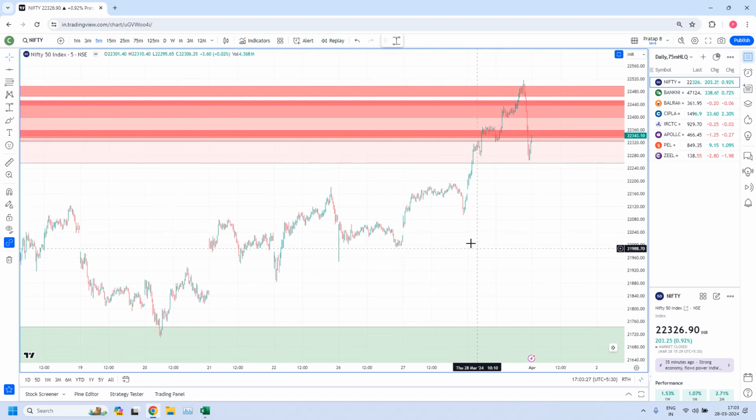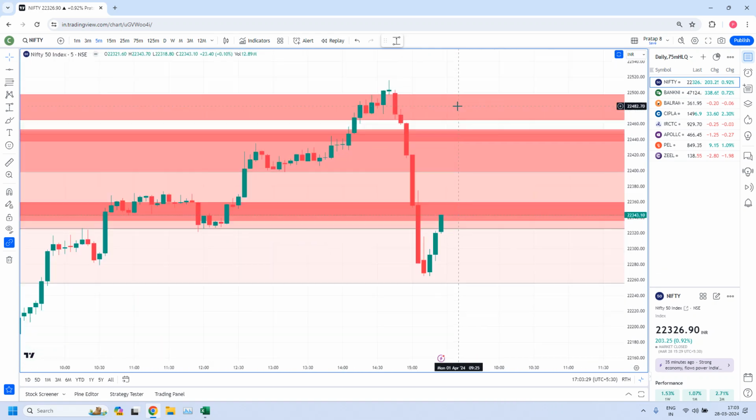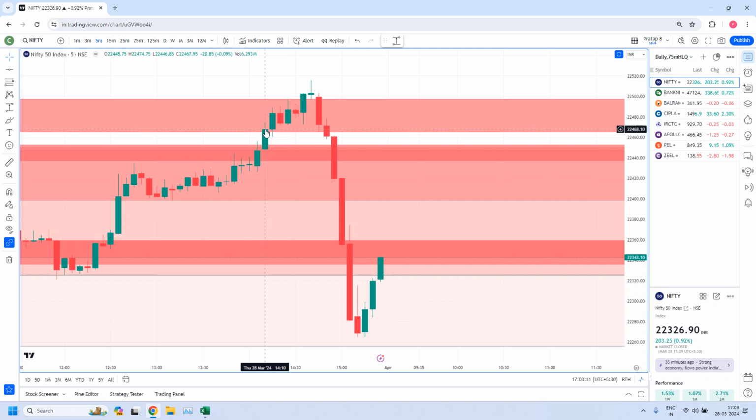See, today what have institutions done? Prices entered into this zone in the 14:10 candle. Then they kept on consuming all the long orders in this area: the 14:10 candle, 15-minute candles, 14:20, 14:25, 14:30, 14:35, 14:40. See, in this area, for a lot of time, whatever long orders came, they kept on absorbing.